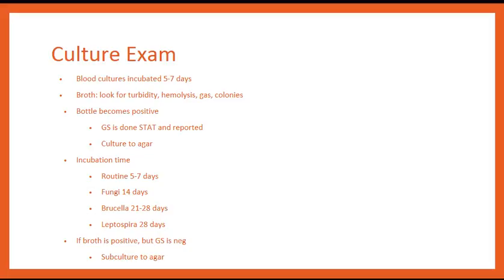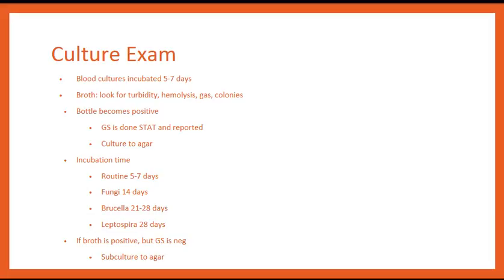Okay, the cultures are usually incubated 5 to 7 days, at least 5. In the broth, you can look at it for turbidity. It'll be cloudy if there are organisms in there. Hemolysis, gas, and actual colonies starting to form. The bottle becomes positive. You do a gram stain stat, and it's reported, and you have to document that you reported it. And then you culture it to the agar plates.